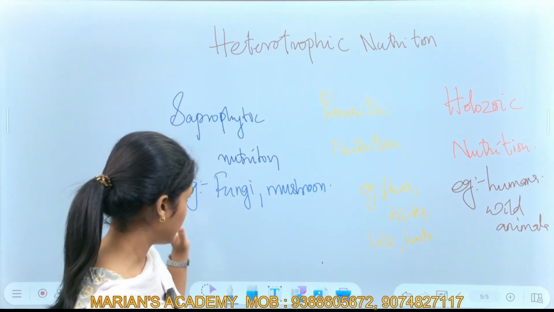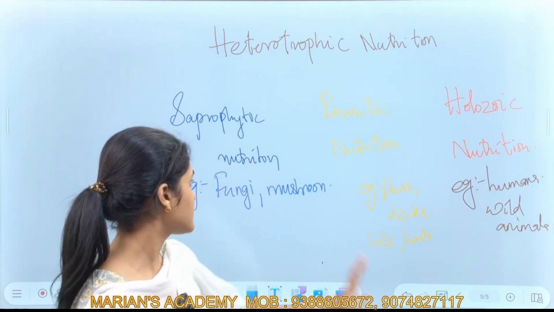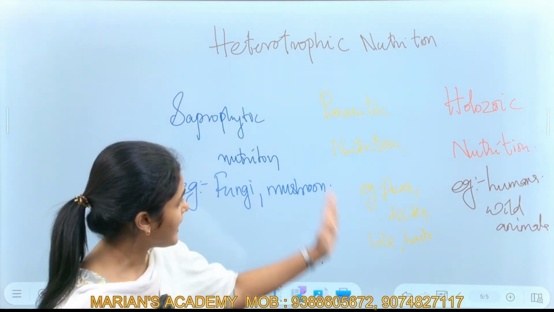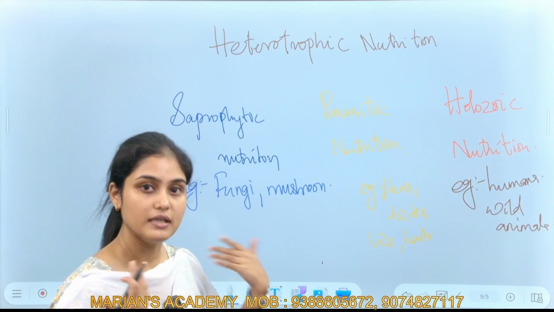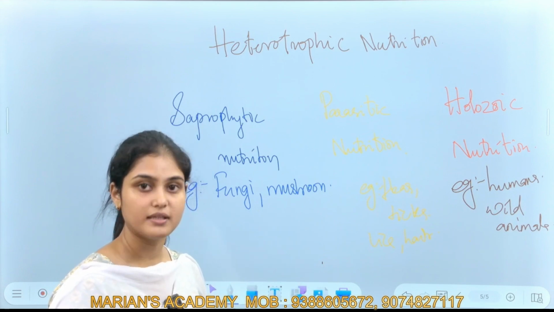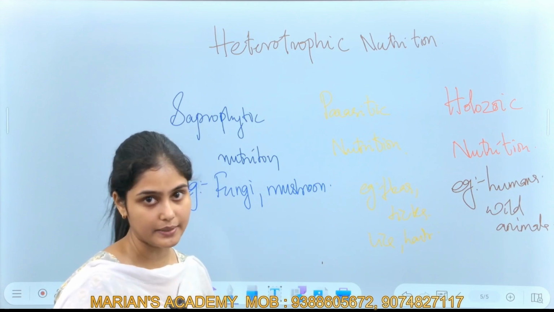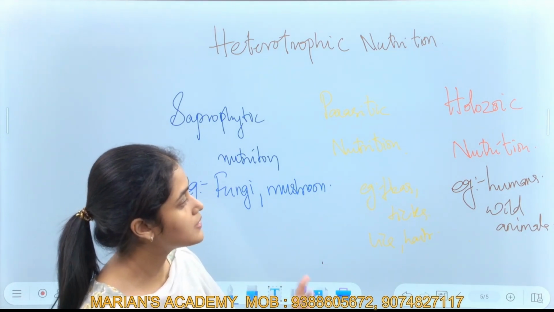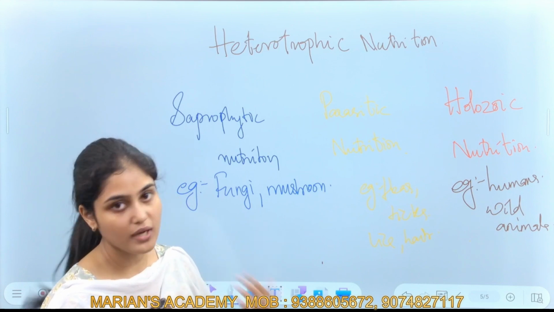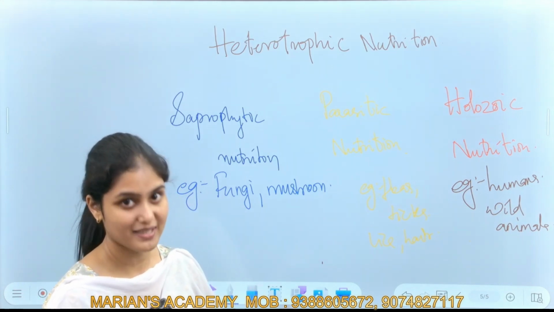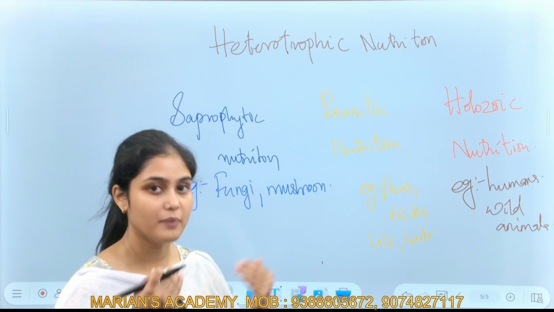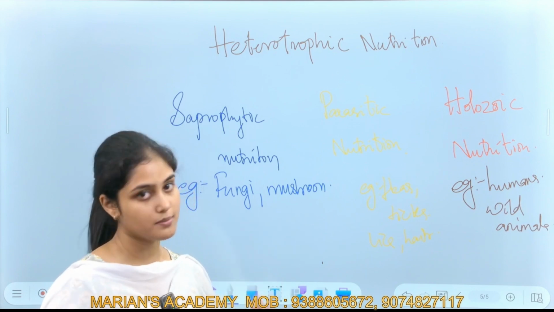We studied the definition for each. Saprophytic: they feed on dead and decaying matter. Parasitic: they live on a living thing and take all the nutrients without killing it. Holozoic nutrition: the food is taken as such, there is no digestion outside the body, and digestion and absorption happen inside the body, breaking down complex molecules into simpler ones.